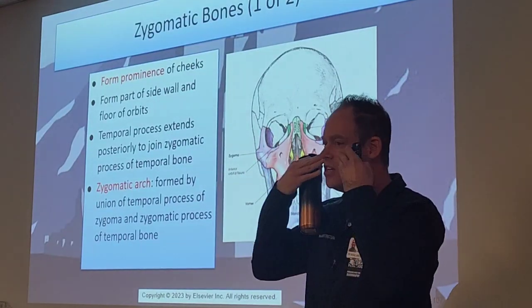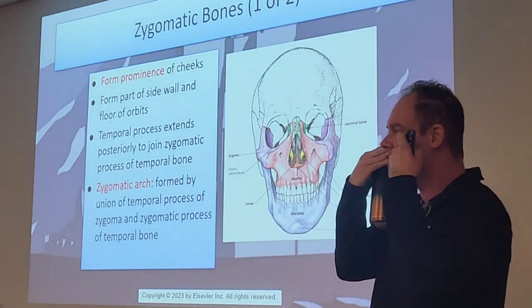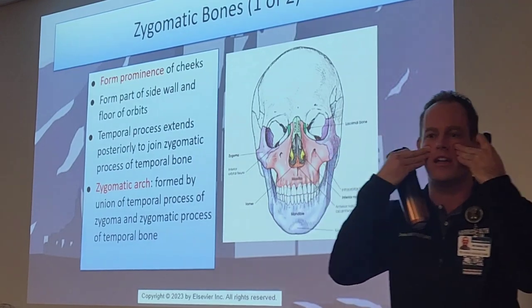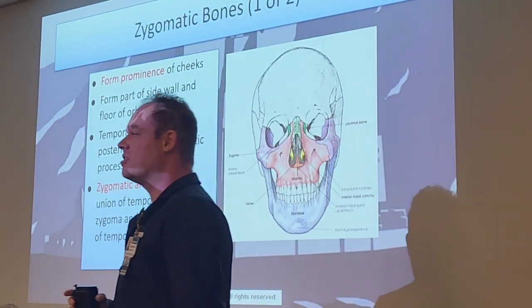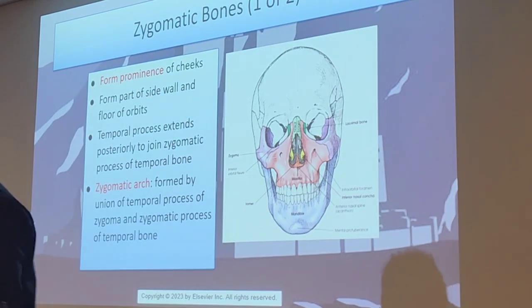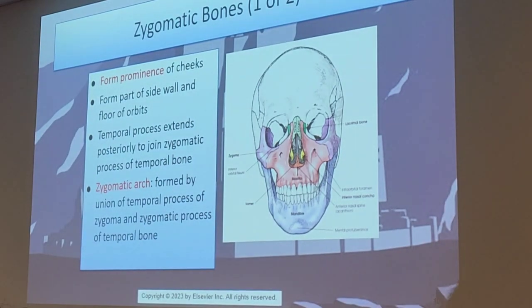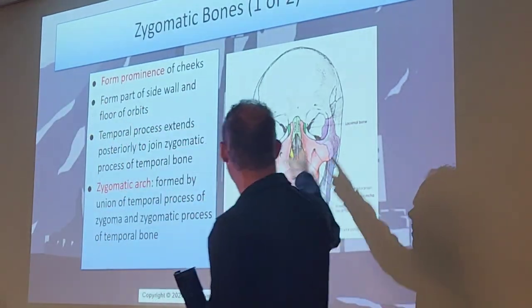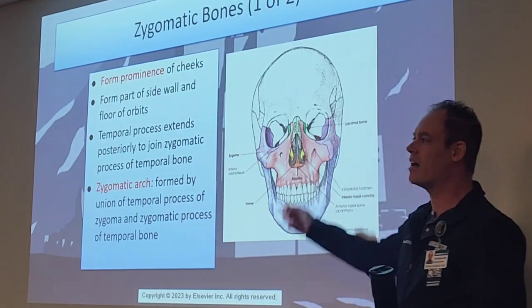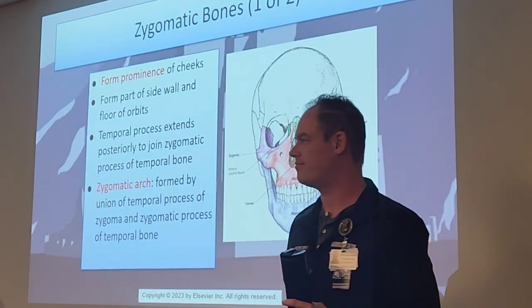Transforming the prominence of your cheeks. Obviously, some people have bigger cheekbones than others, but we can all palpate the zygoma. It comes to a point at your cheeks. Now, what else do they do? They're going to form part of that side wall in what we call the floor of the orbit. When you see floor of the orbit, we're talking about the bottom of it. When you see wall, we're talking about the side. And specifically, that's going to be the lateral wall, as you can see right here, lateral wall of the orbits.